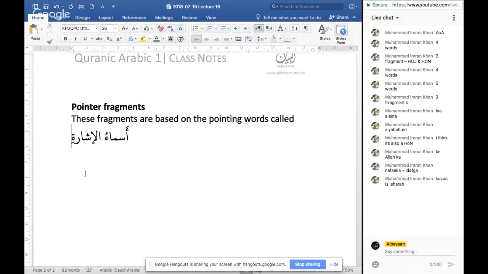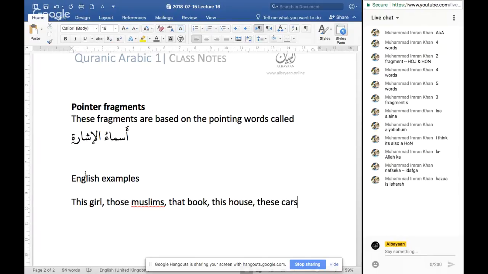Not in Arabic, let's start with English examples, inshallah, and then we'll move on to the Arabic examples. In English, what you say is this girl, for example. You would say those Muslims. You say that book, this house, these cars, and so on. What we have here is this, that, these, those. These are ism isharas, pointing words that you have in English. You have the same in Arabic, and you call them asma'ul ishara, the pointing isms.